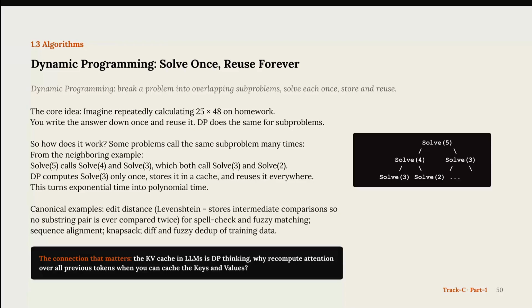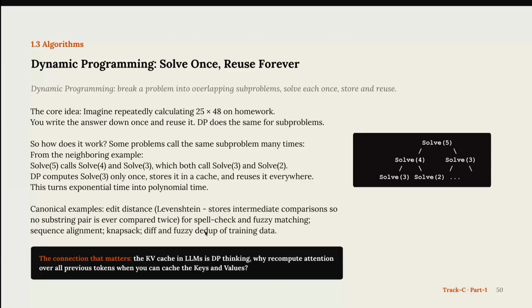So how does this work? Imagine you have a tree problem where in the tree there are certain calculations to be done. For example, solve(3) is used again and again. So ideally what we do is solve this once and store it in a cache and reuse it wherever or whenever we reach these tree nodes.